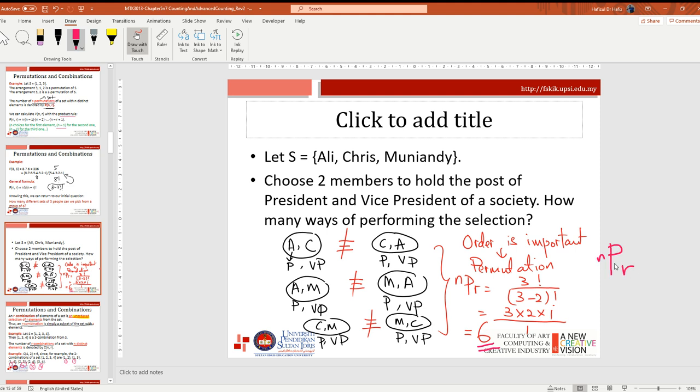N is the number of options and R is the element. Choose two members. We have Ali, Chris, and Munandi, so N is 3 and R is 2. The possible arrangements: 3 factorial divided by 3 minus 2 factorial. So we have 3 factorial divided by 1, and we get 6. Okay, boleh ke?